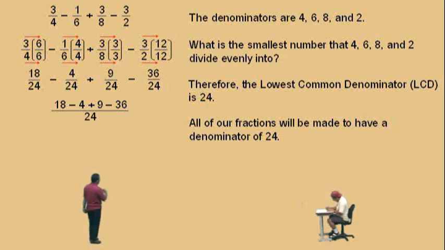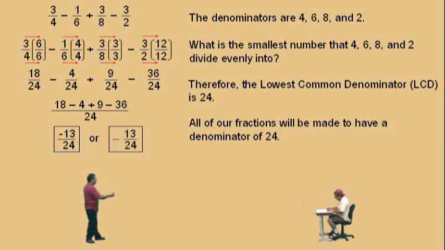So we have 23 subtract 36. Now, this is a tough one, Charlie. What's 36 subtract 23? 13. So 23 subtract 36 is actually a negative 13. And so we have negative 13 over 24. That's a tough one. Now notice, this is a negative answer. Negative 13 divided by 24 can also be written as negative 13 over 24. These are the same answers.